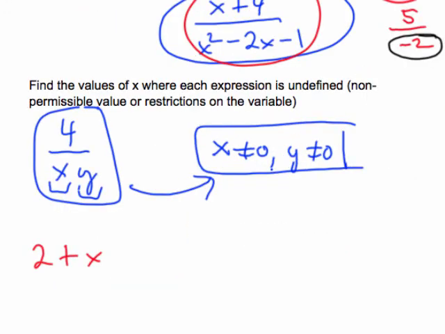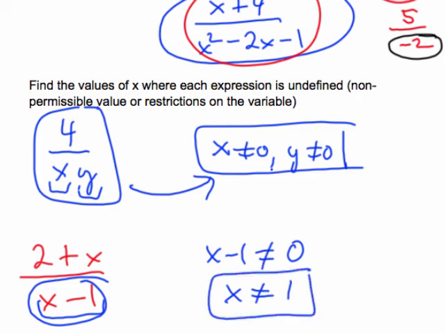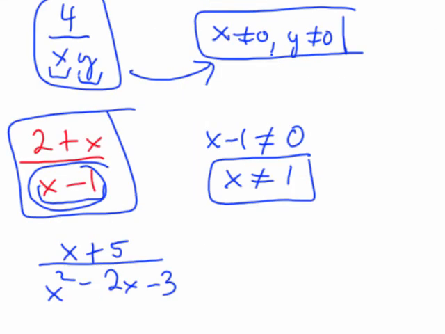If I had 2 plus x over x minus 1, we have x minus 1, so what would cause this to be 0? If x minus 1 was 0, we'd have a problem. So we're saying that x can't be 1. That's my non-permissible value.